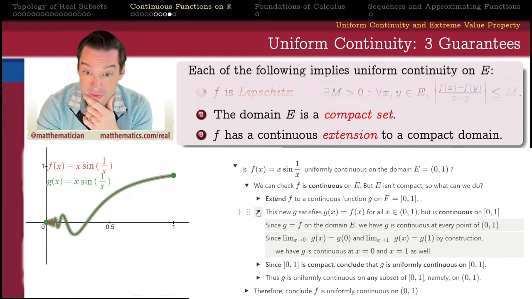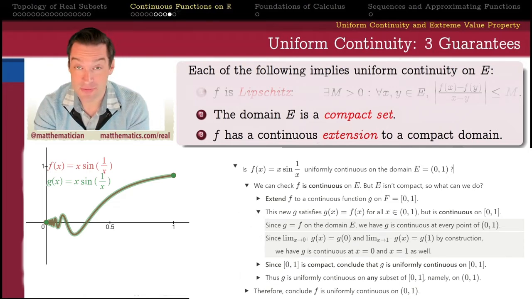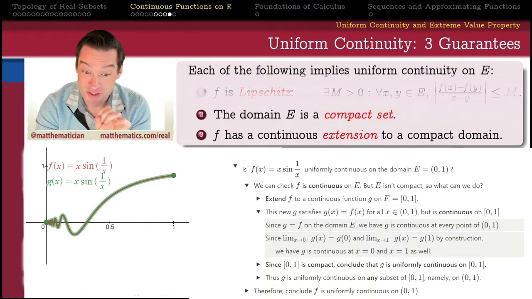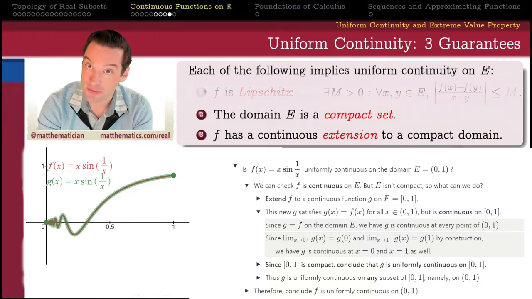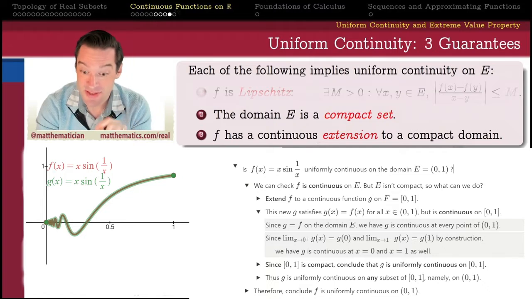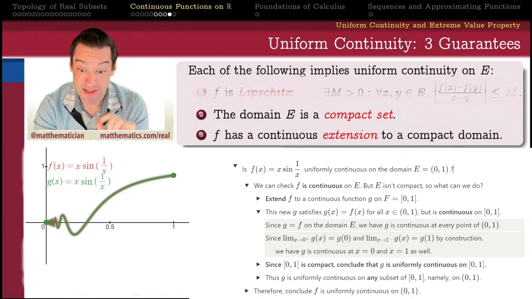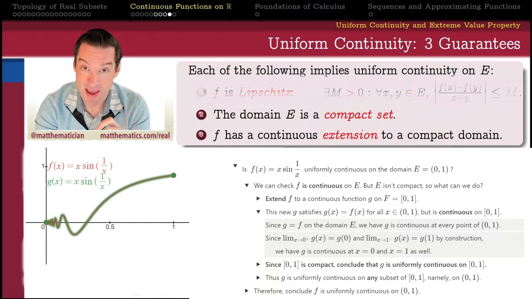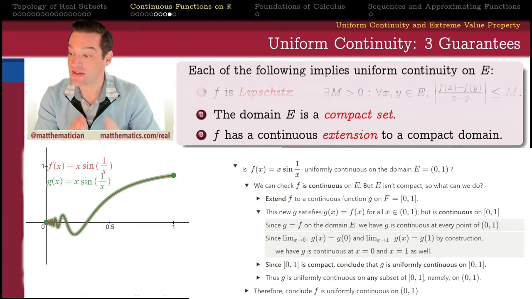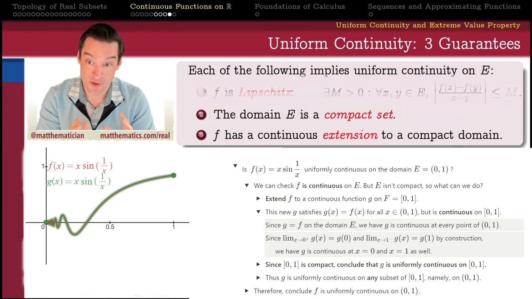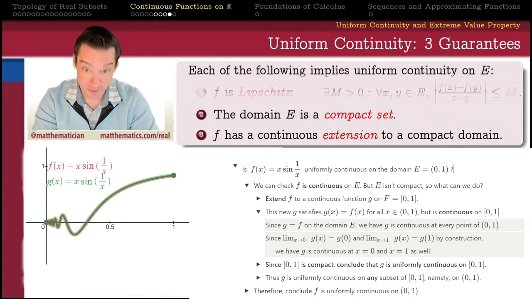So this new function satisfies f equals g for all x's on my original open interval. But also, this function is a continuous function, not just on the open interval from 0 to 1, but it's also continuous at x equals 0 and at x equals 1 by construction. Because we filled in values for this g function, which were equal to the limits of the f function as x tended to 0 and as x tended to 1. So my new function is what we might call a continuous extension of f from the open interval from 0 to 1 into the closed interval from 0 to 1.